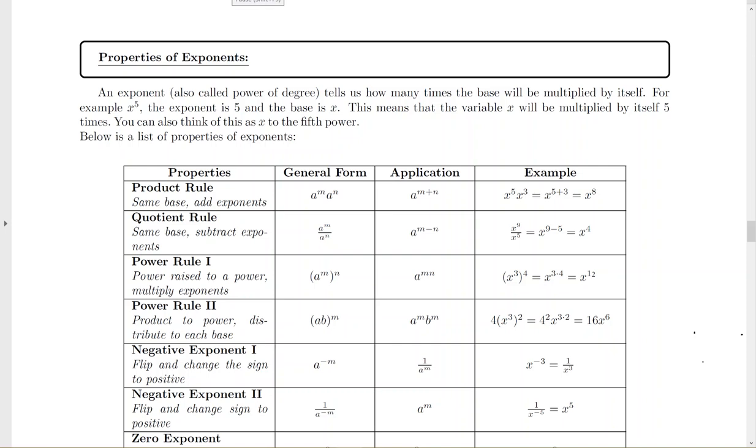This section will be talking about the properties of exponents. In this section, we'll go over some basic rules. The first one is the product rule.